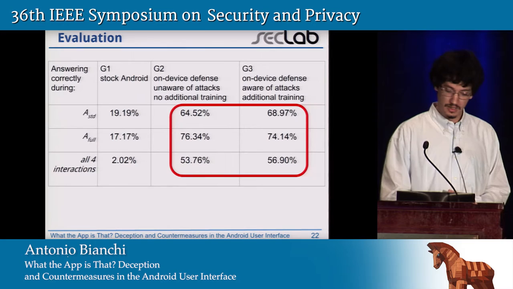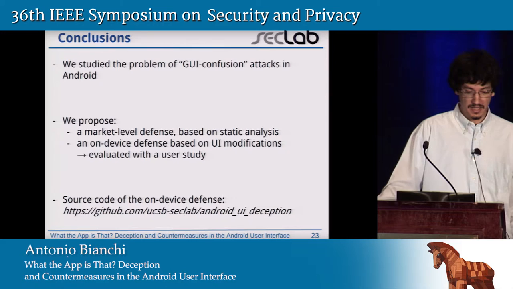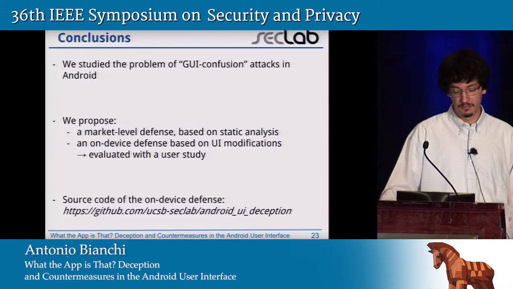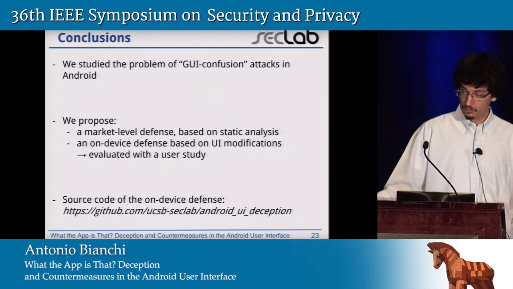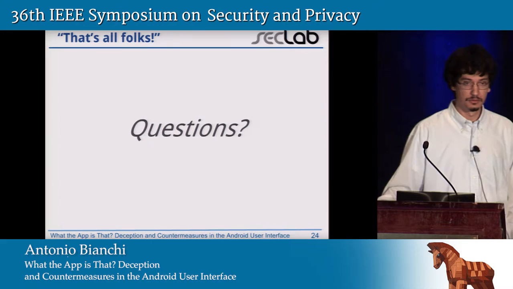So to conclude, in our paper, we study the problem of GUI confusion attacks in Android. And we propose two solutions, one that can be applied at a market level based on static analysis, and another that can be applied on every device based on modification of the UI. And we evaluated it with a user study. And you can find the source code of our on-device defense on GitHub. So with this, I'm ready to answer questions.